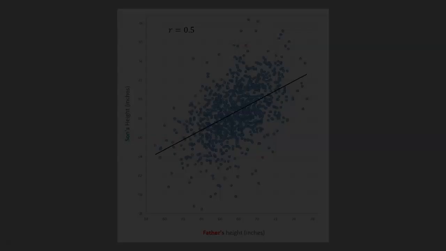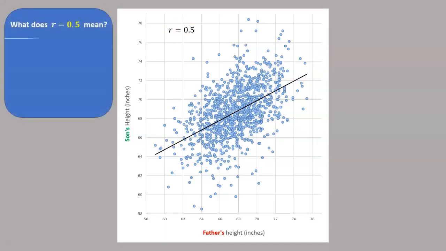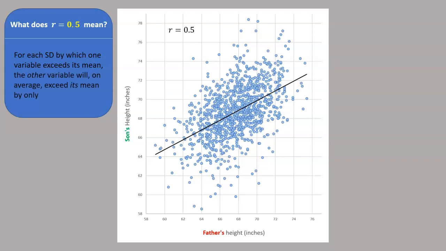Let's return to Pearson's data on fathers and sons yet again. The correlation coefficient here is 0.5, but what does that mean? Well, it's telling us something about the two variables being related here, father's heights and son's heights. It's telling us that for each standard deviation by which one variable exceeds its mean, the other variable will, on average, exceed its mean by only 0.5 standard deviations.